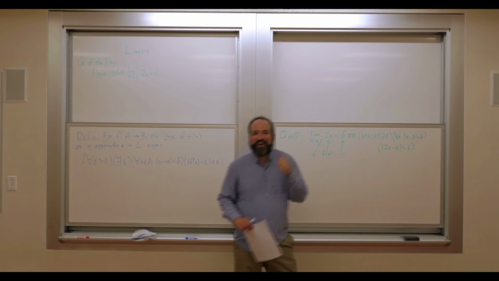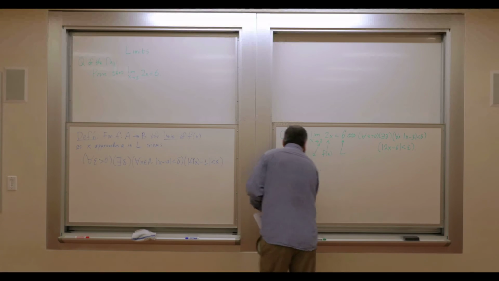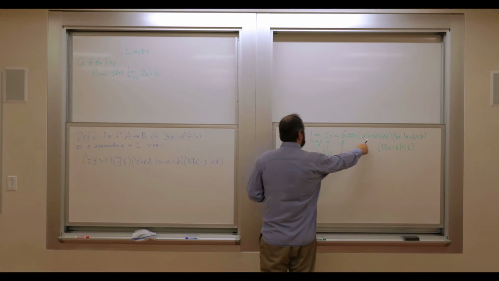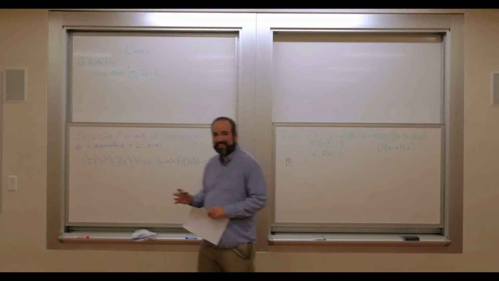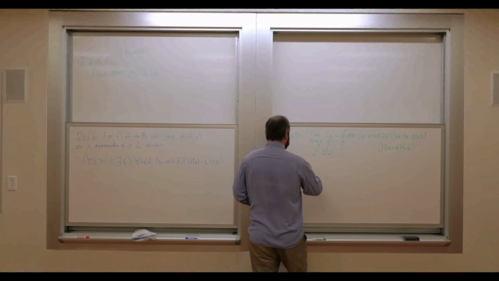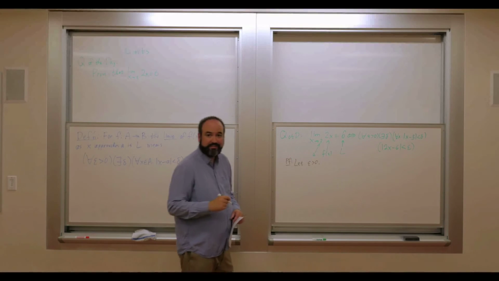First step is always instantiate your quantifiers. So, first line of my proof, because this is a for all statement, it gets turned into a let. So I have: let epsilon be greater than 0.